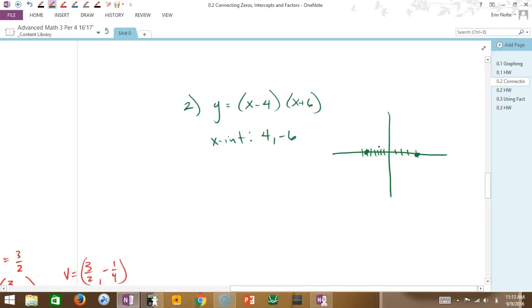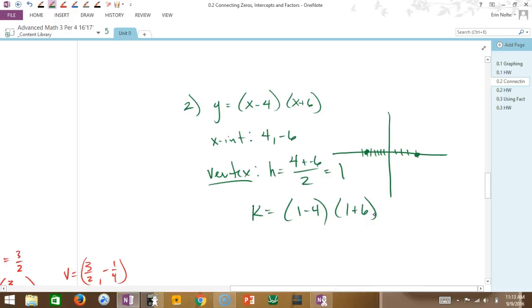I need my vertex. How do you find the vertex? Okay, so I find the h by adding the 2 intercepts and dividing by 2. So 4 plus negative 6 makes a negative 2, divided by 2. Oh, that was so nice of me. Negative 1. Okay, so I got the h. How do I find the k? Plug it in. Oops, sorry, negative. Thank you. Minor details. Sorry, no, that's a big major detail.